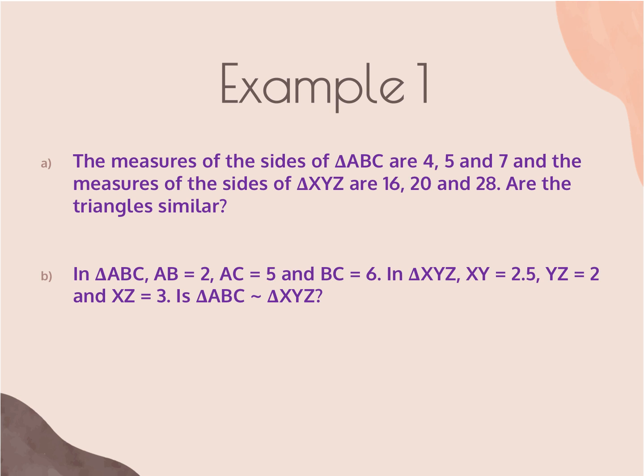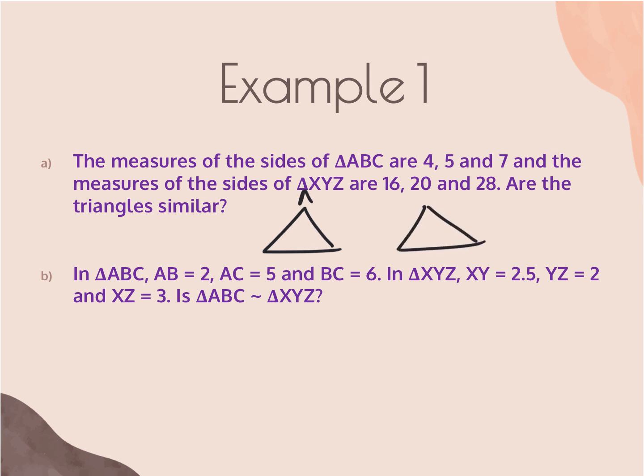So for example 1, we have two parts. Part A: the measures of the sides of triangle ABC are 4, 5, and 7, and the measures of the sides of triangle XYZ are 16, 20, and 28. Are these triangles similar? The only way I would be able to do this is if I draw them out, so I'm going to go ahead and draw them. I'm sorry if my triangles come out terrible. Obviously, they're not drawn to scale.